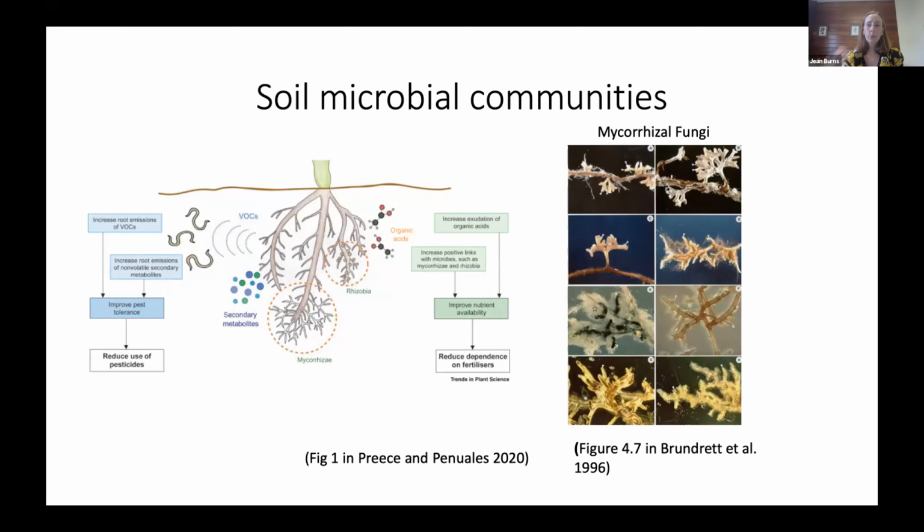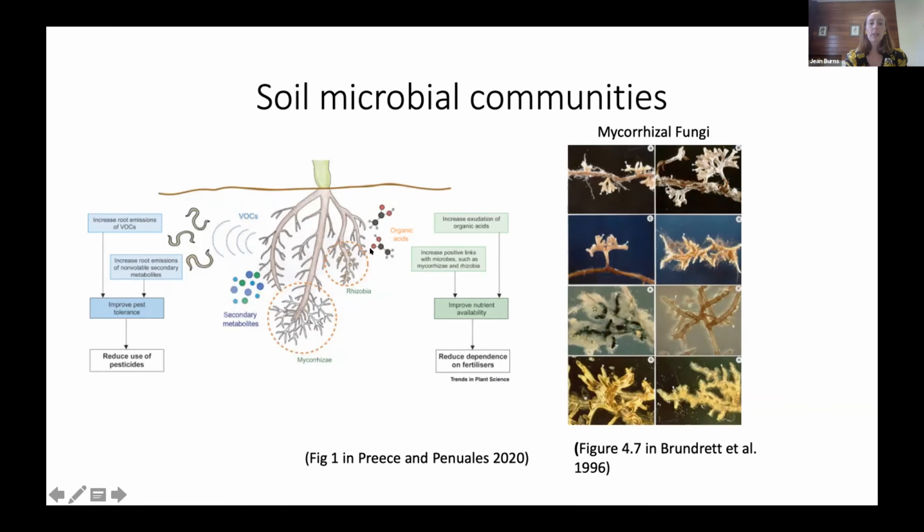In fact, they produce root exudates, they produce volatile organic compounds, for example, that are emitted by the root that improve pest tolerance in some cases, and theoretically can reduce the use of pesticides. They also produce organic acids, which are involved in improving nutrient availability and can reduce the dependence of plants on fertilizers. And plants have an incredibly complex microbial community at their feet: bacteria, fungi, oomycetes.